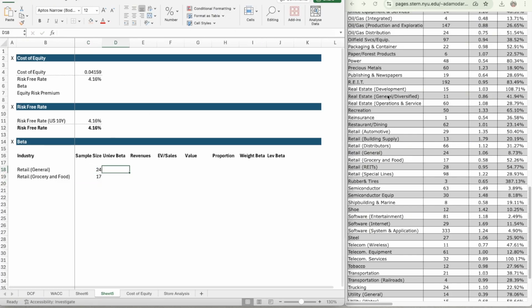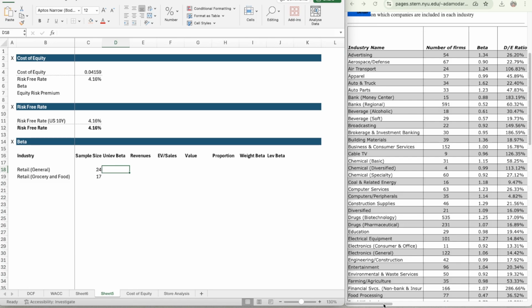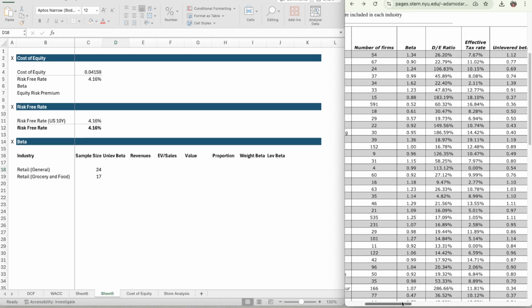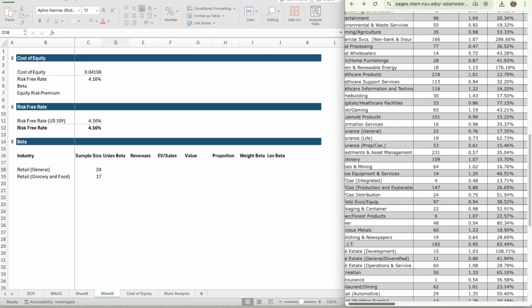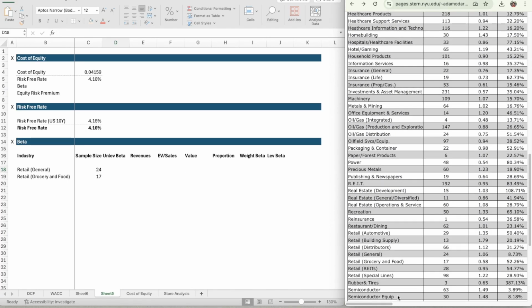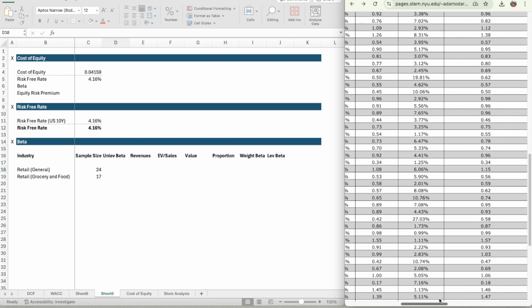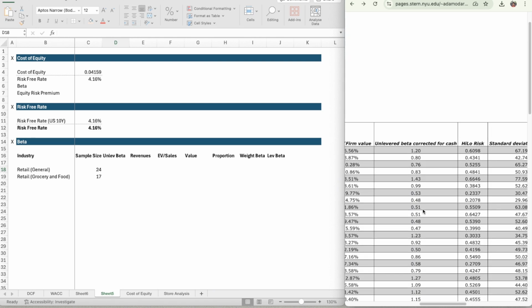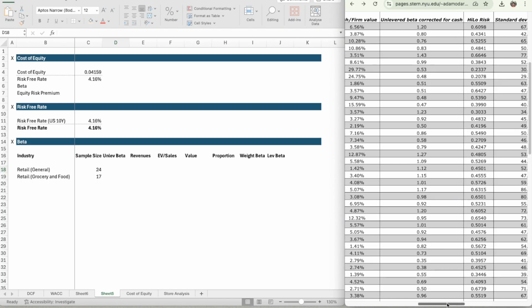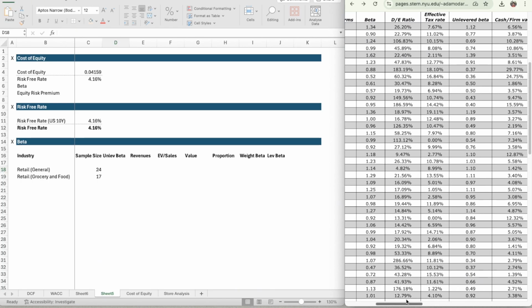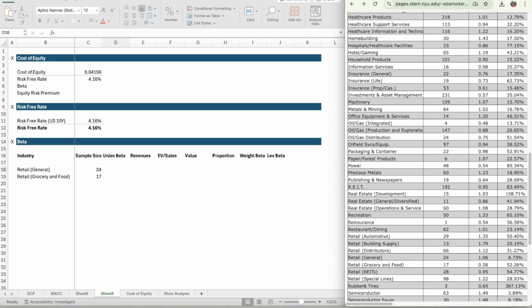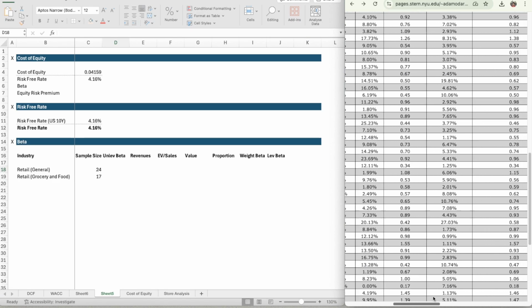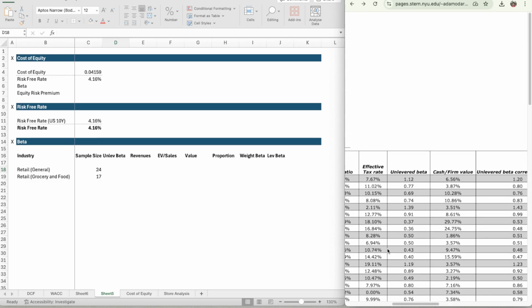The sample size for retail general is 24 and 17 for grocery and food. The unlevered beta is in this bit here. So 0.99 and 0.42.